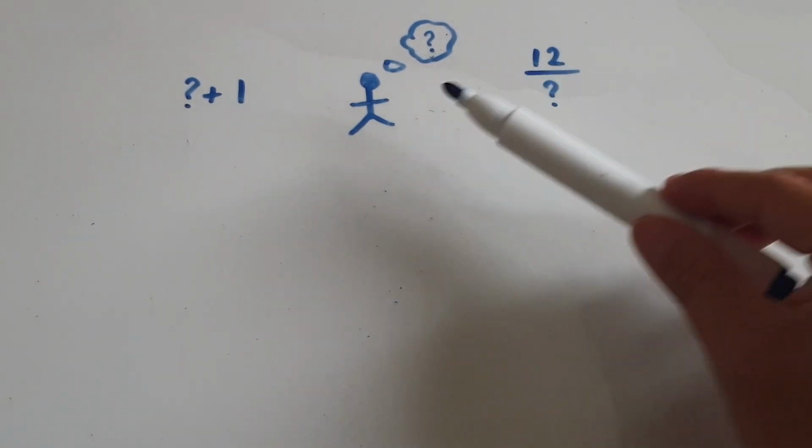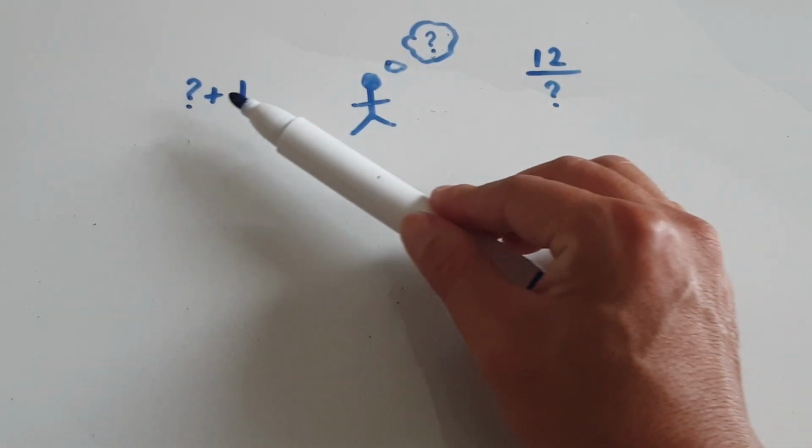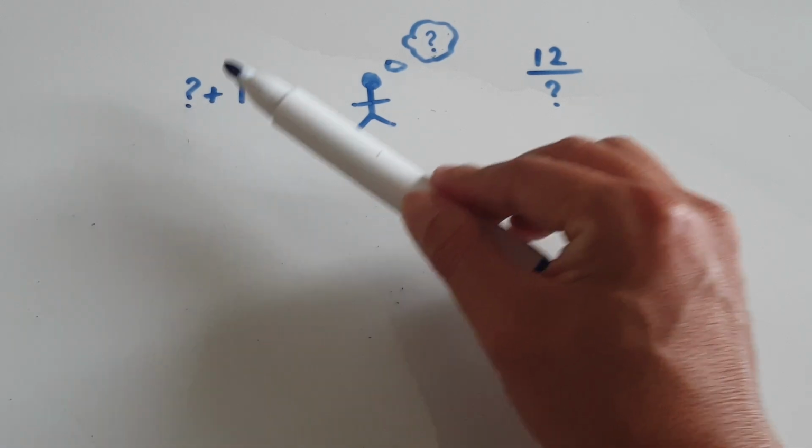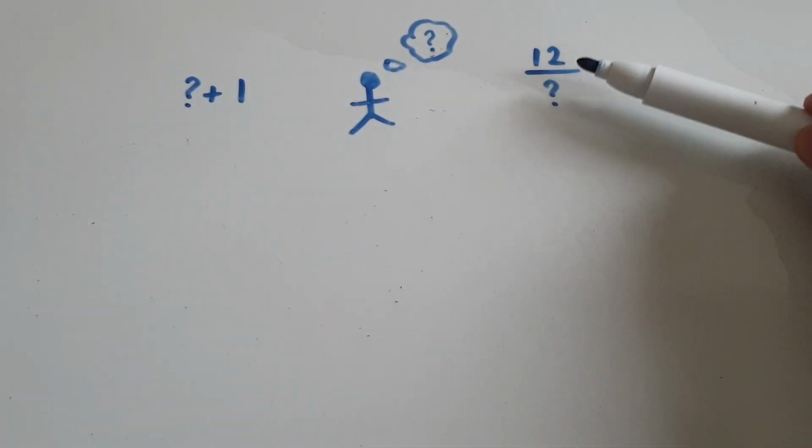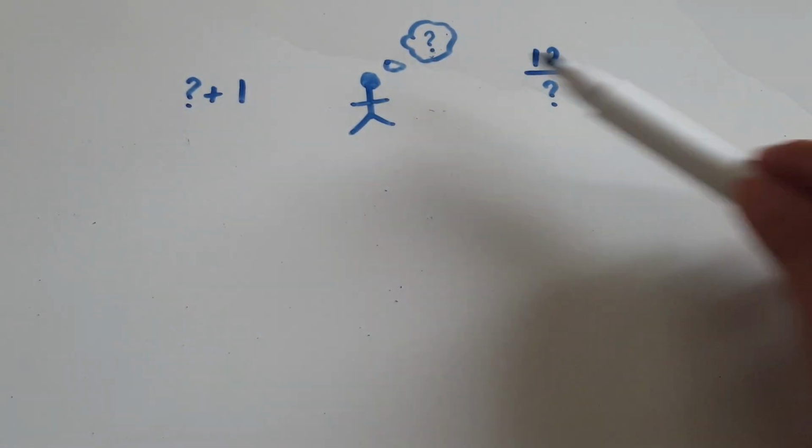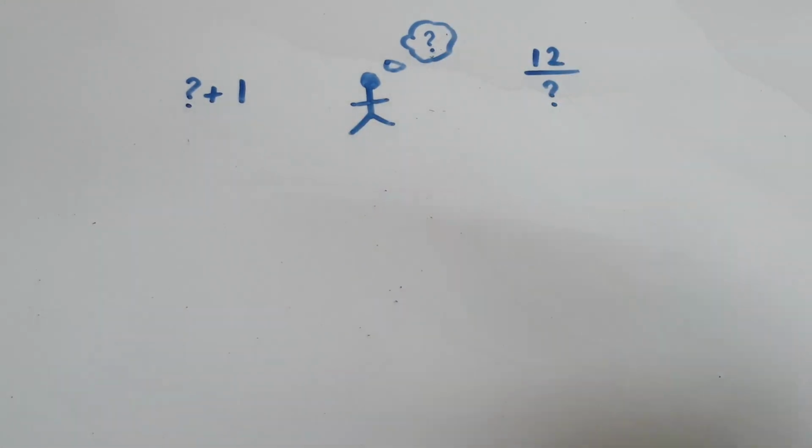Try to figure this out. I'm thinking of a number. When I add 1 to that number, it would be the same as me getting 12 divided by the number that I was thinking of. These two would be the same. What number was I thinking of?